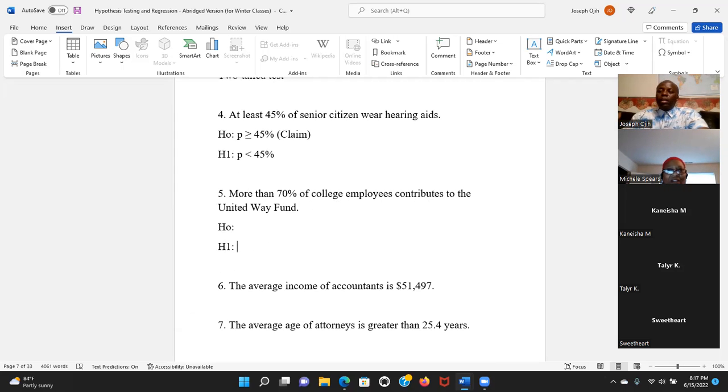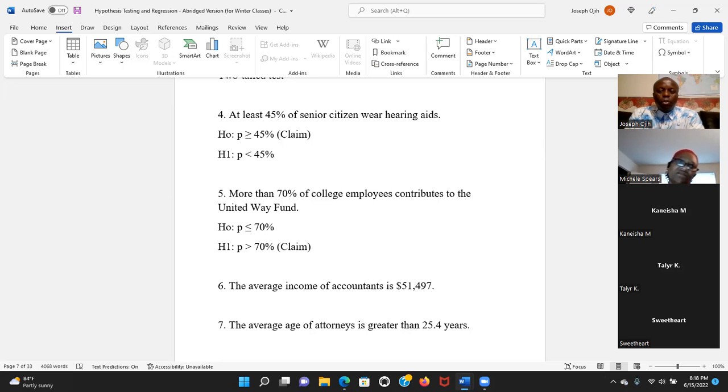More than means greater than, which can only be used in the alternative. So P is greater than 70%, which is the claim. So the null hypothesis will be P less than 70%. But since we cannot use less than on the null, we have it this way: P less than or equal to 70%.